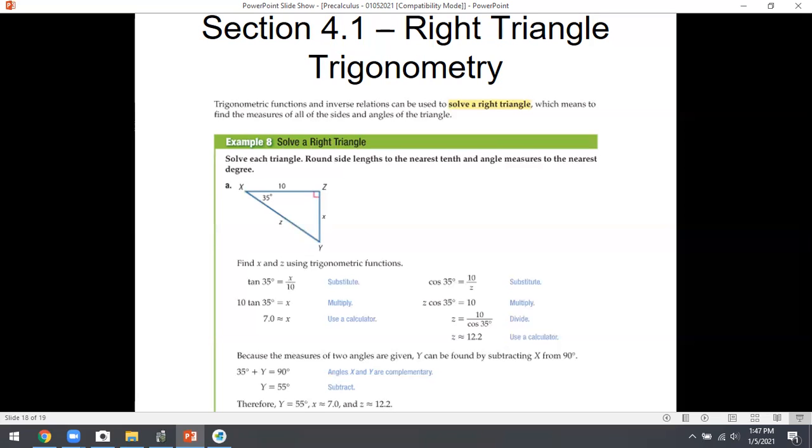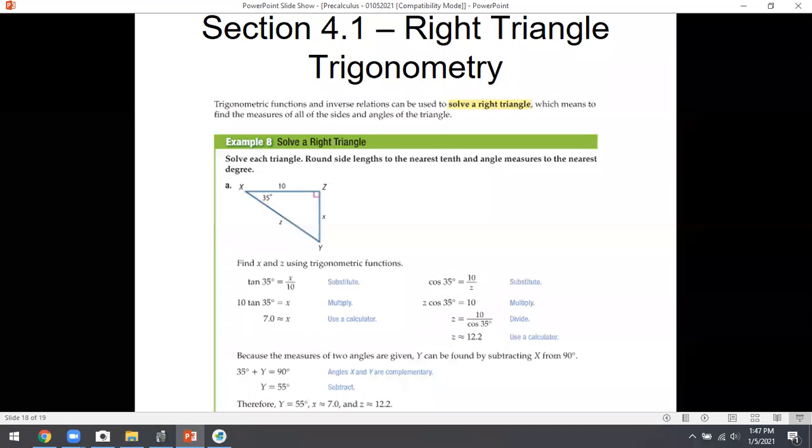12.02-ish. 12.21. My bad. All right. So that's about 12.21-ish. We have all the angles found. All the sides found. Triangle's been solved.